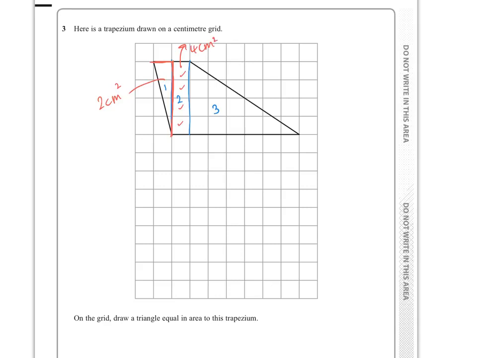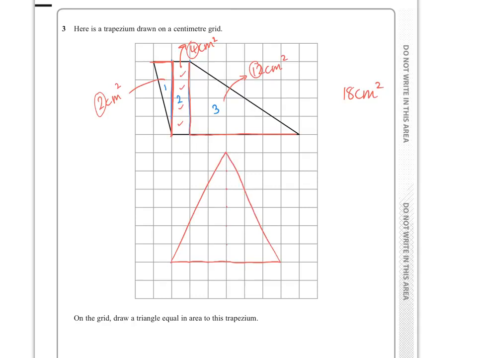And this one here, we've got a triangle of base 1, 2, 3, 4, 5, 6 by 1, 2, 3, 4. So 6 fours are 24, but we need to halve it, and that will give us 12 centimetre squares. So the area of our triangle needs to be 18 centimetre squares. Well, if you do a base of 6 and a height of 6, that'll be 6 sixes are 36, but you have to halve it. So half of 36 is 18.